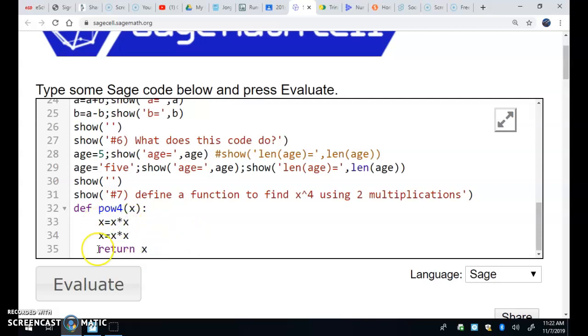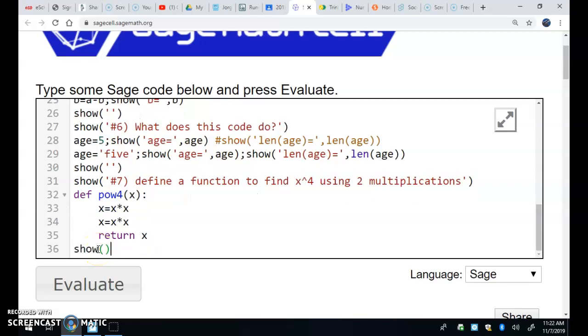You're good, I guess. And so if we show number 7, let's say pow 4 of 4, you should get, what, 64? Let's see if we do.